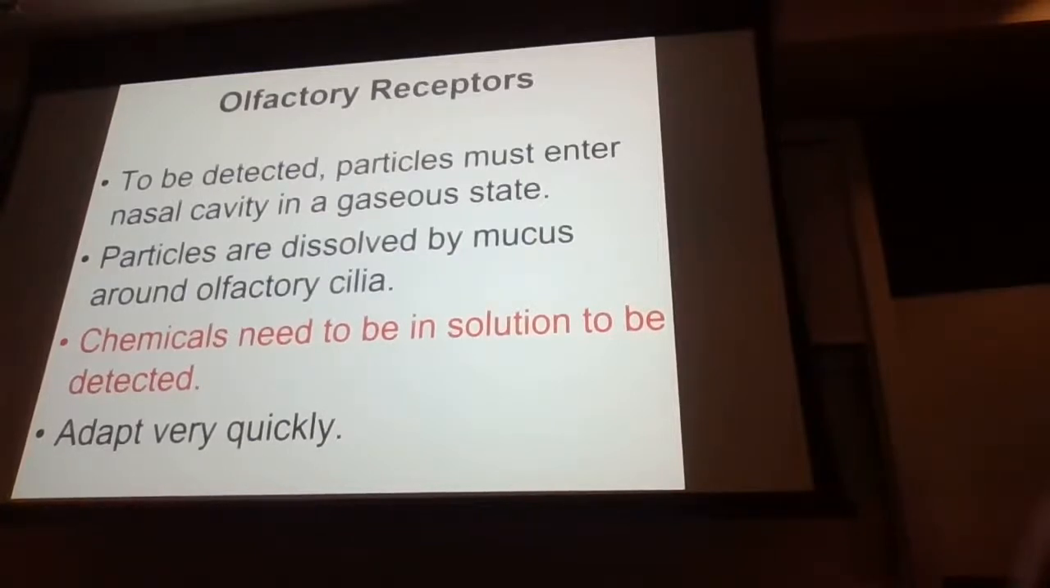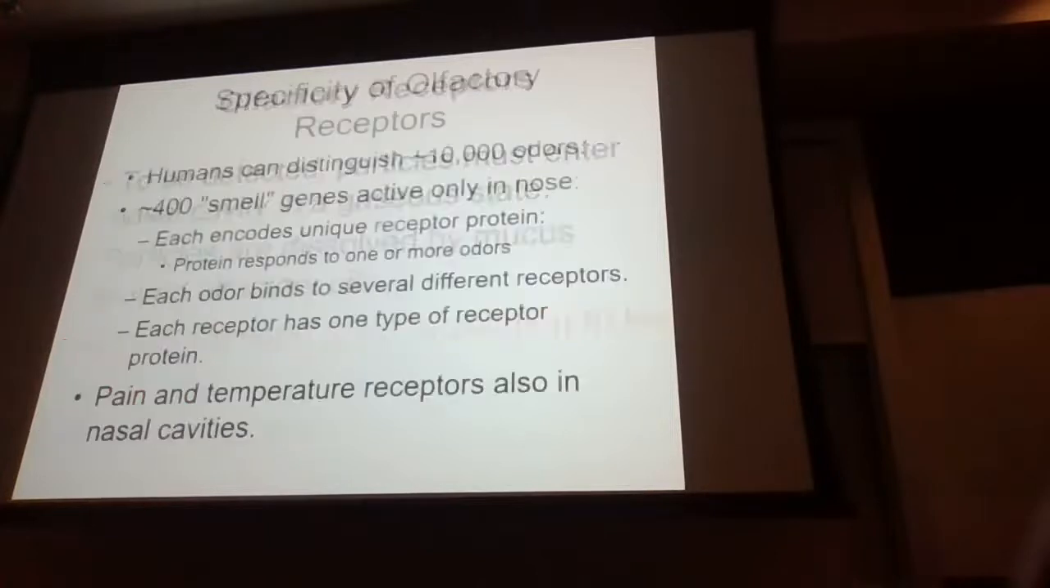They are very quick to adapt, and every one of us who grew up in the Midwest knows that's true. Your sense of smell adapts really fast, doesn't it? Especially when they're fertilizing the fields. After a while, you don't even notice it anymore. And so these guys do adapt quite quickly. But in humans, we can detect on the order of 10,000 different odors.